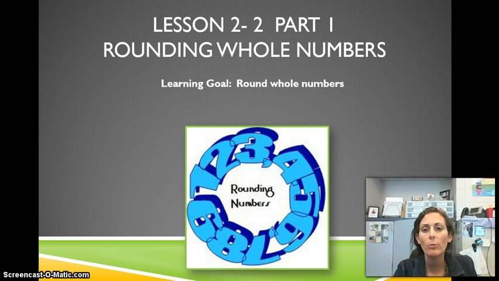Lesson 2-2 Part 1, Rounding Whole Numbers. Our learning goal is to round whole numbers. So make sure you push pause and write this information in your math journal. And push play when you're ready to go on.